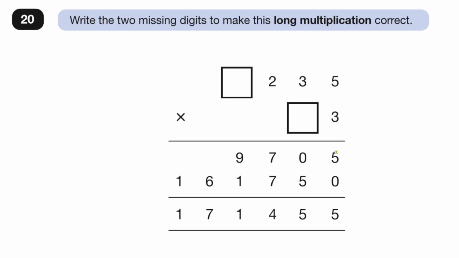5 times 3 is 15. So the 5 is there. I'd put my 1 there, as you would. Sometimes your school might teach you to put your 1 above. It doesn't really matter how you do it, as long as you stick to it consistently. You need to have the 15 there. So now 3 times 3 is 9, plus that 1 is 10. So that 0 is correct, but we need to put a 1 there or above if that's what you would do. 2 times 3 is 6, plus the 1 is 7. So that is working, isn't it? We don't need to carry anything.